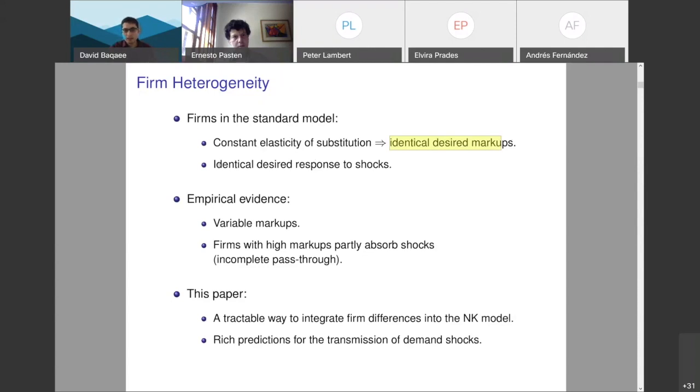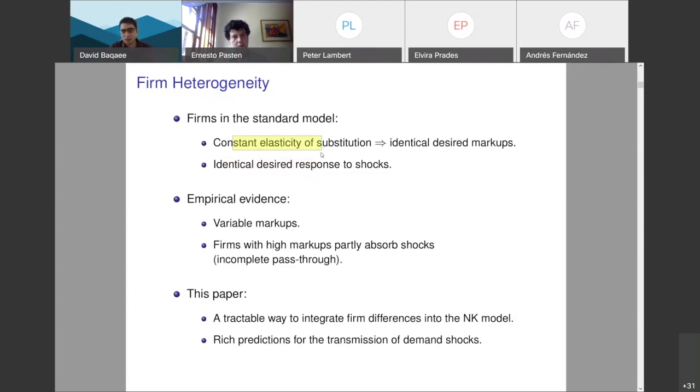The other thing it means is that the responses of firms to shocks to their marginal cost are also identical. Because every firm wants to charge the same markup, that means every firm also wants to pass any changes in cost onto their price one for one, so that their markup doesn't change. And so this is sometimes called complete pass-through, complete desired pass-through. And these are both features of the standard model. But of course, both of these features are really at odds with the data.